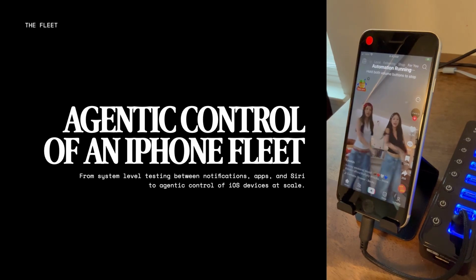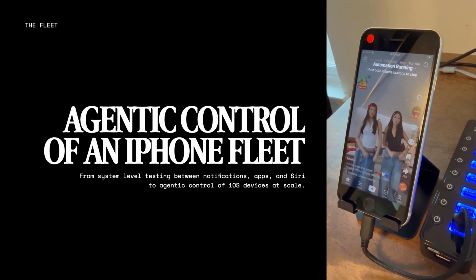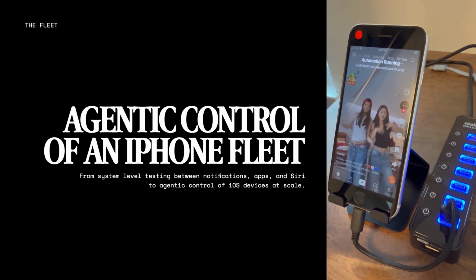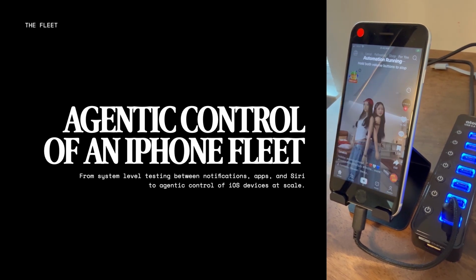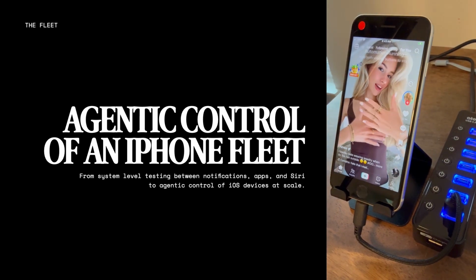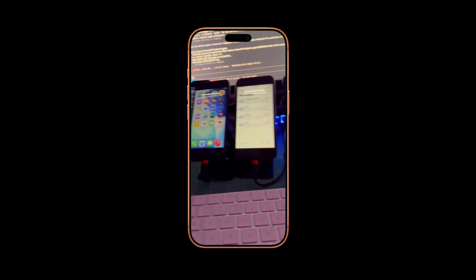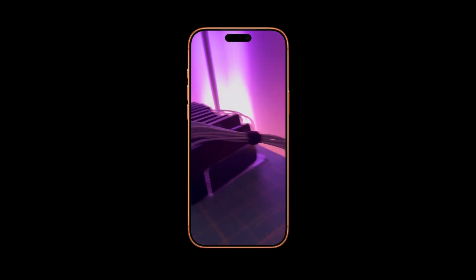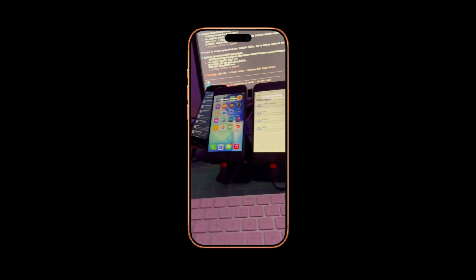What does that mean? I have achieved agentic control of an entire iPhone fleet, so 22 devices, and this really started at a core level of needing system level testing between notifications, apps, and Siri, and ended up being able to agentically control iOS devices really at scale. And this is a preview into the lab where there's tons of devices, tons of nodes, tons of hosts, and really starting to scale this up. How did this all happen and how does it work?